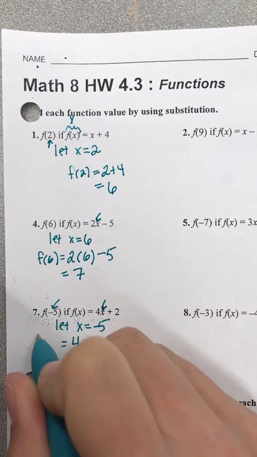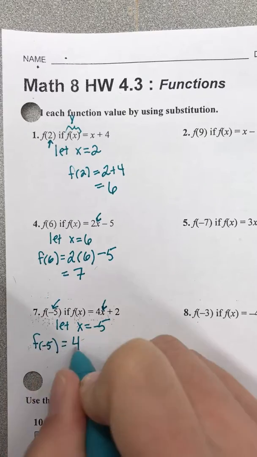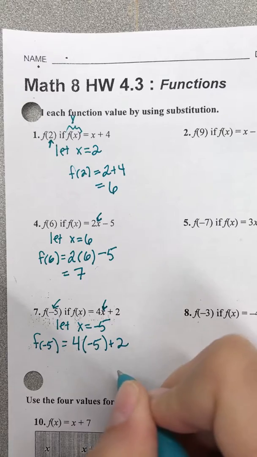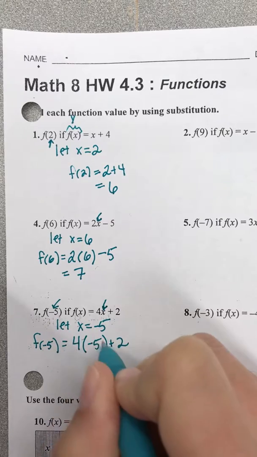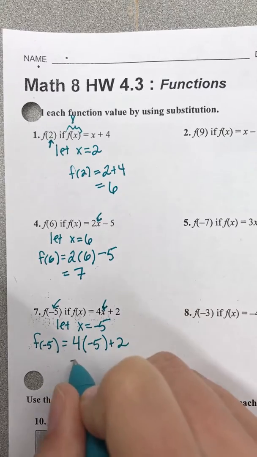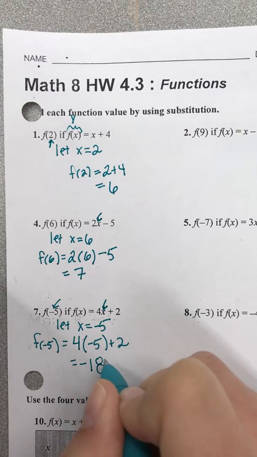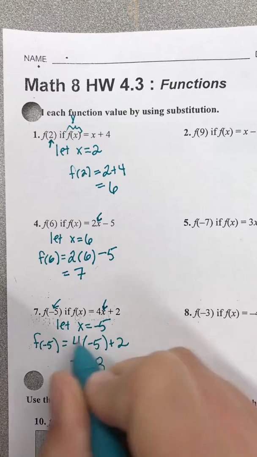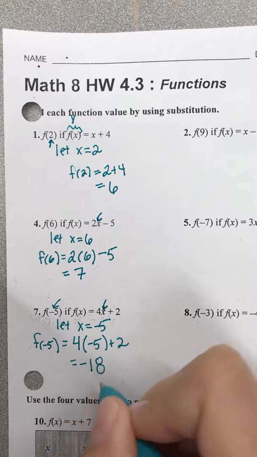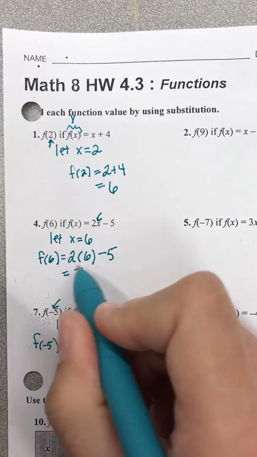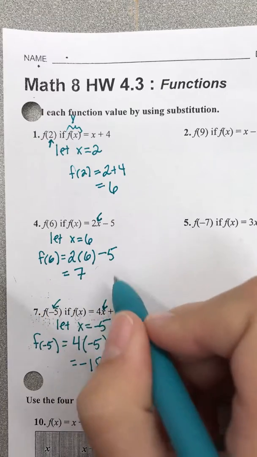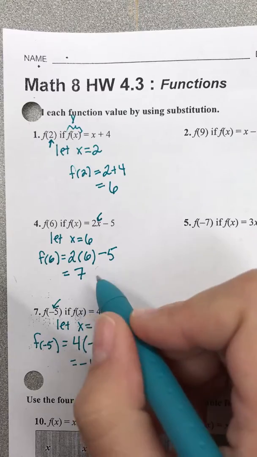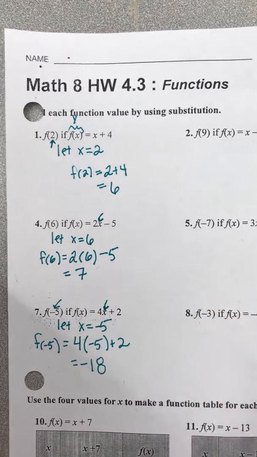So I get f of negative 5 is equal to 4 times negative 5 plus 2. 4 times negative 5 is negative 20, plus 2 is equal to negative 18. You can type this into your calculator the exact way that it looks and hit equals to get your values. Just like in number 4, when you substitute in the number, you can just type that into your calculator and it will give you your final answer.